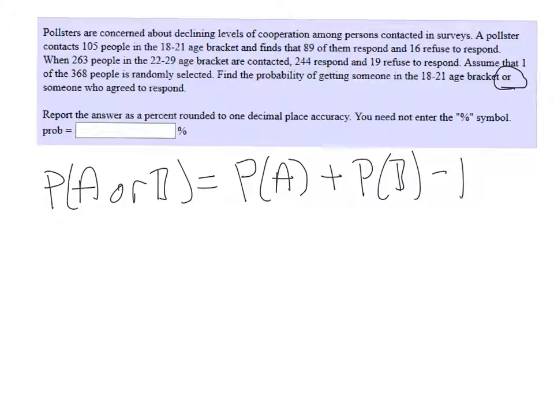minus the probability of both A and B happening. Okay?